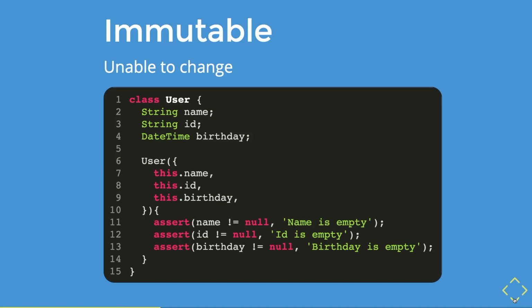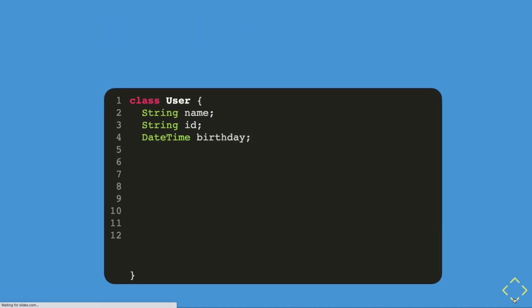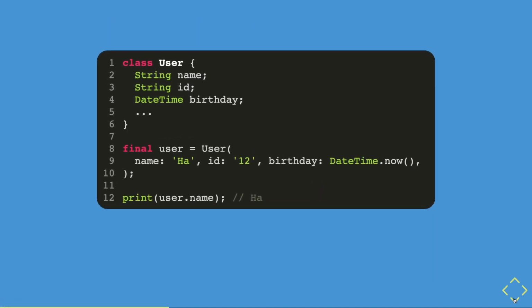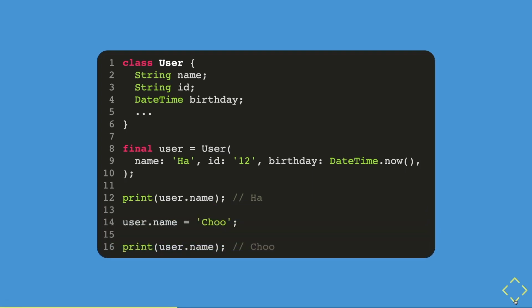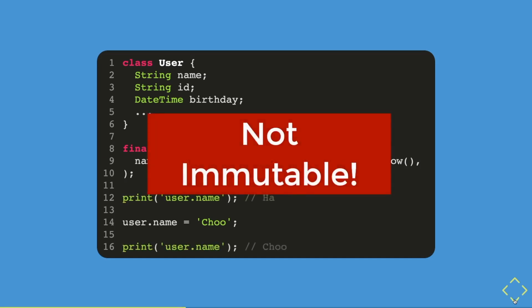However, this usually depends on what your business logic has to do with your product. Therefore, this is just an example use case. If we were to create a user with the following values: the name as Ha, ID as 12, and the birthday as DateTime.now, or today's date, which is the 3rd of August 2020 as of the current recording date. Then if you were to print the username, it will be Ha. However, if you were to assign the username after the print statement as Chu, it will not be Ha, but Chu. Ha Chu. Get it? Anyway, therefore this class is not immutable.